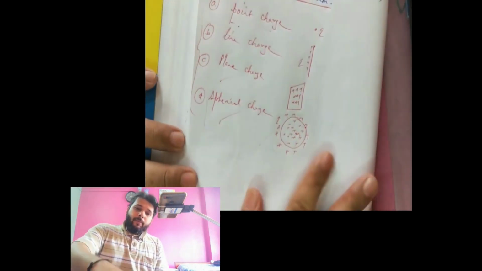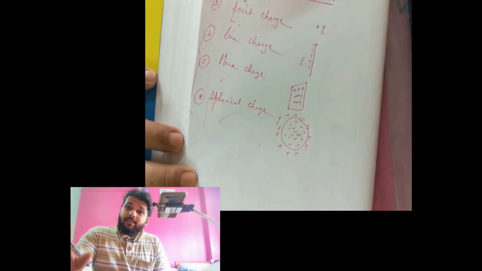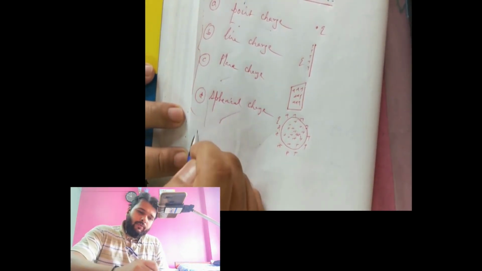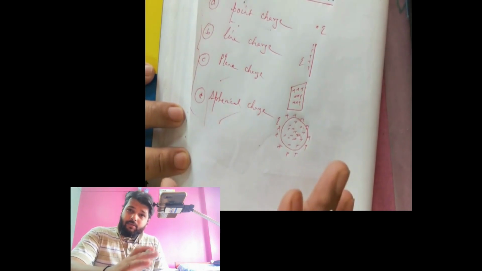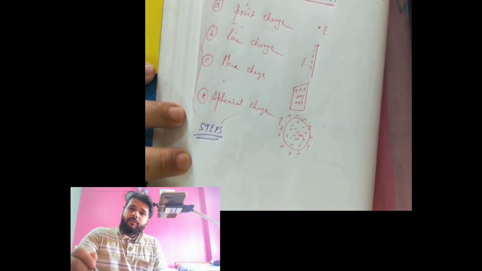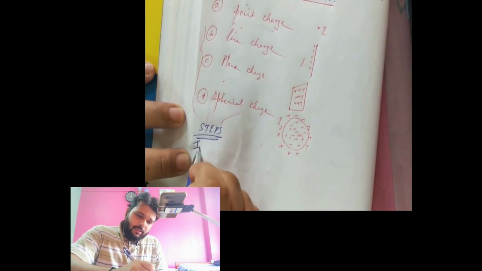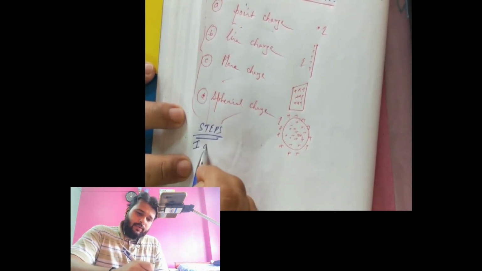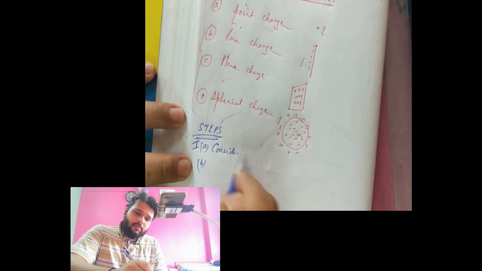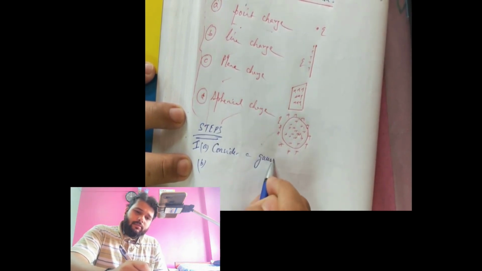Now, we knew that our task is to find the electric field using Gauss's theorem. Now, how do we find? To make it simpler, I have made a few steps. We'll follow these steps and we'll find the electric field. So what are the steps? The first step I have divided into two parts. In the first step, we'll consider a Gaussian surface.